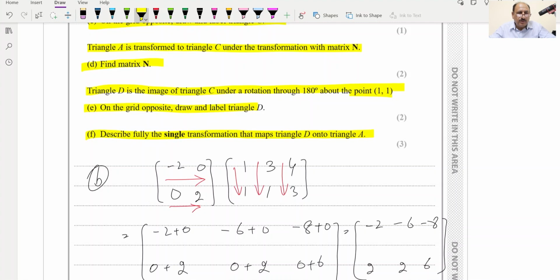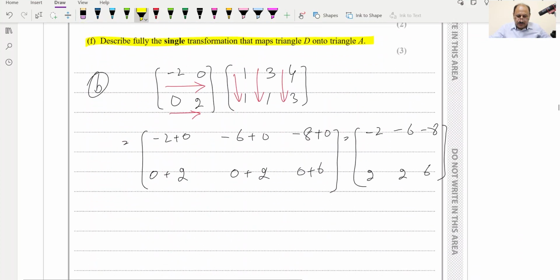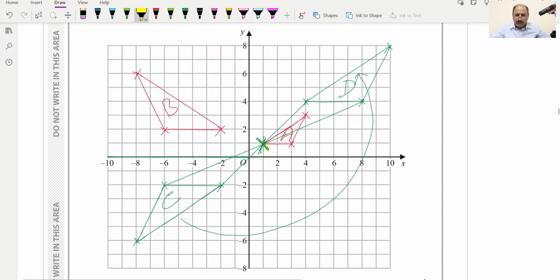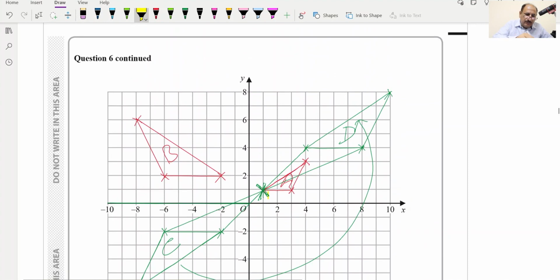So D on to A, this is F part. So if we check D and A basically, D is this one which is bigger in size than A, and A is this triangle. So D is basically an enlargement. D on A will be an enlargement by scale factor 1 by 2, half.